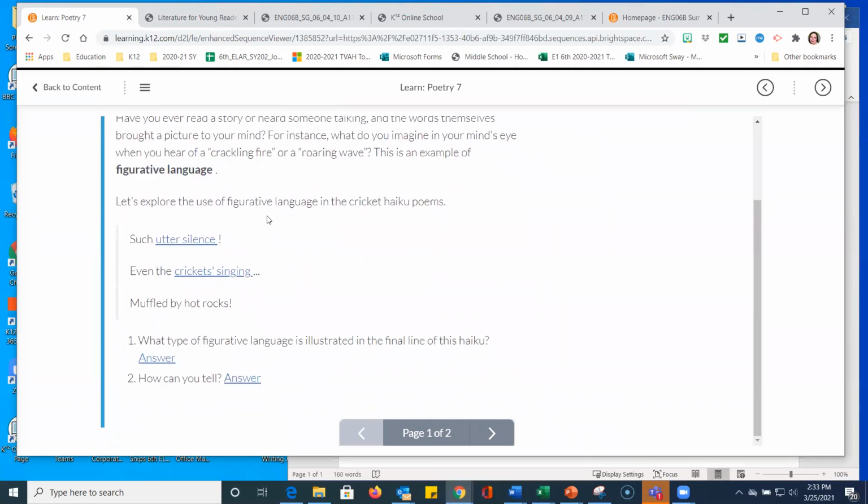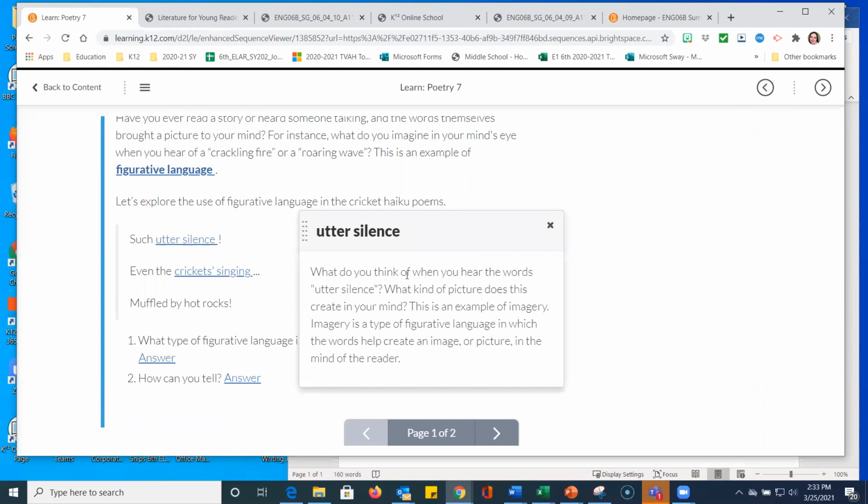Let's explore the use of figurative language in the cricket haiku poems. Such utter silence. What do you think of when you hear the words utter silence? What kind of picture does this create in your mind? This is an example of imagery. Imagery is a type of figurative language in which the words help to create an image or picture in the mind of the reader.